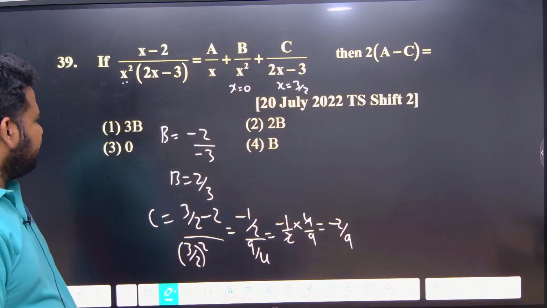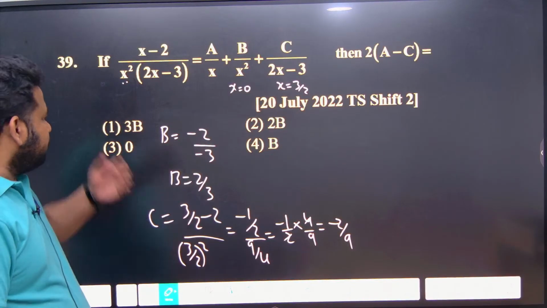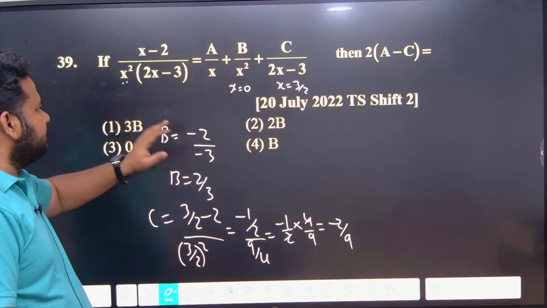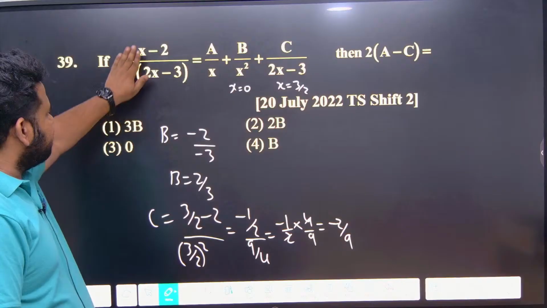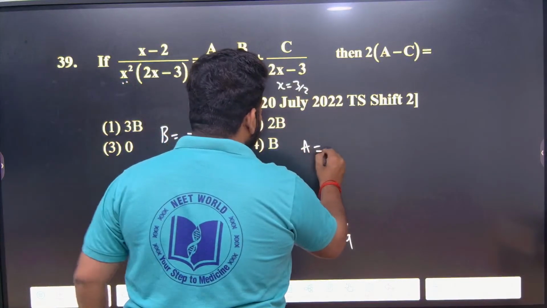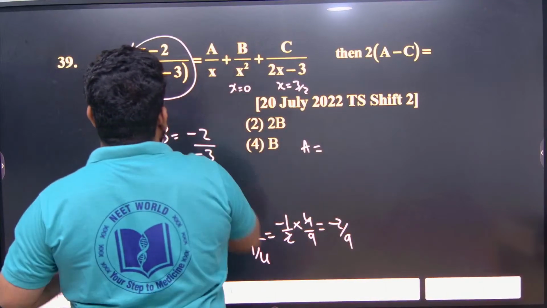To find out the value of A, what can I do here? From x square, it is coming out to be x. That means I have to differentiate this one. Removing this x square, whatever is there, I have to differentiate to find out the value of A. So A is equal to d by dx of this entire term.